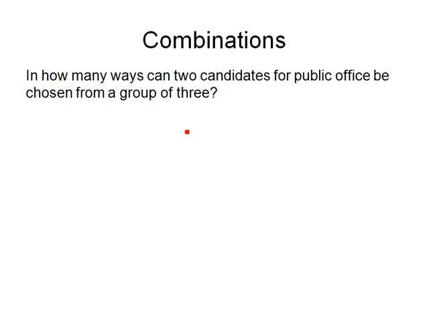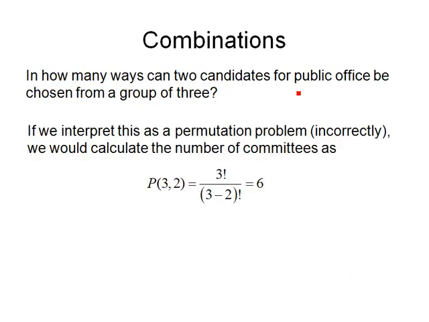In how many ways can two candidates for public office be chosen from a group of three? If we interpret this as a permutation problem, which is incorrect, we would calculate the number of committees as the permutation of three objects taken two at a time. The way we would calculate that is 3 factorial divided by 3 minus 2 factorial, which is equal to 6.